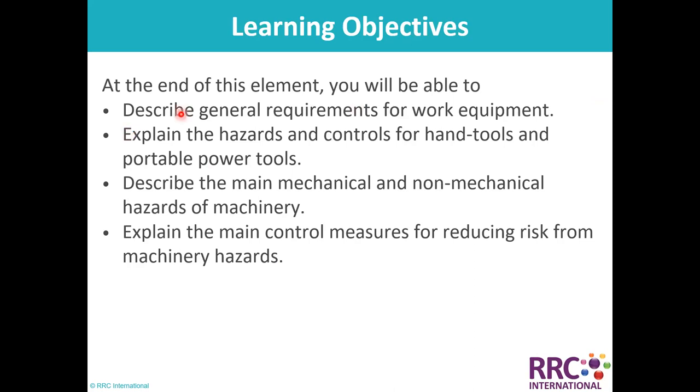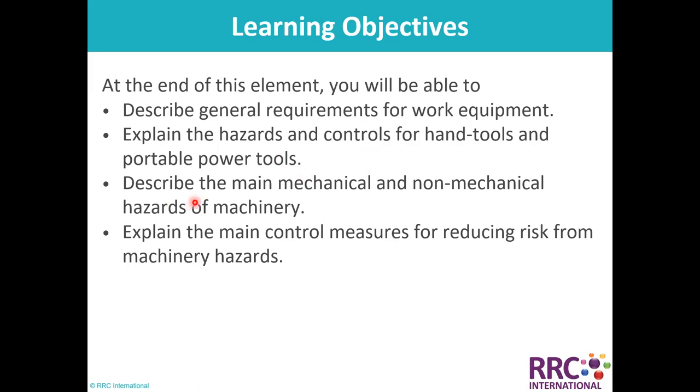At the end of this element, you will be able to describe the general requirements for work equipment. What work equipment we are having, and what are their general requirements? We will be able to explain the hazards and controls for hand tools and portable power tools. If we are having hand tools and portable power tools, what different kinds of tools are we using? What are their hazards and what are their controls?